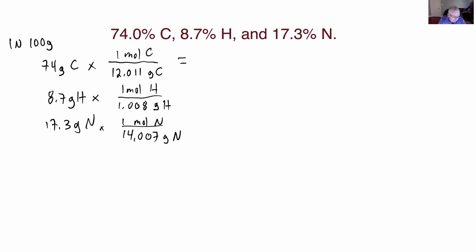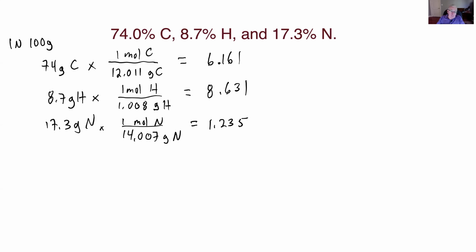When I multiply those out, I get 6.161 up here, I get 8.631, and I get 1.235. Notice those numbers are not particularly close to being whole numbers, okay? I definitely do not want to just take those and round them to be whole numbers, okay? Because they're not whole numbers, just look at them, right?